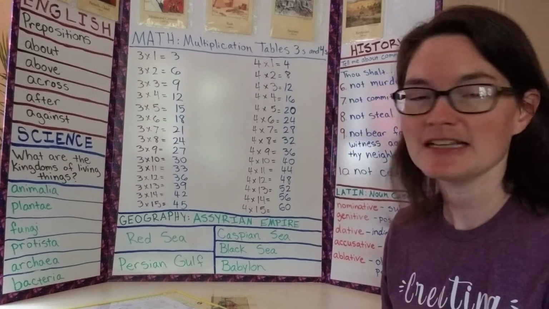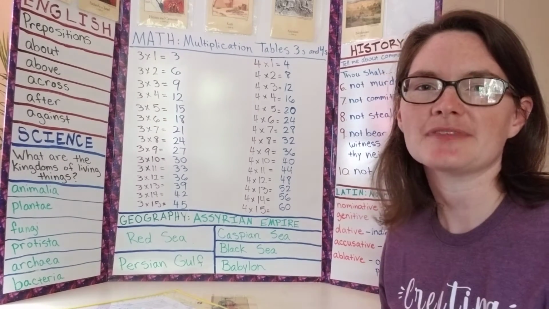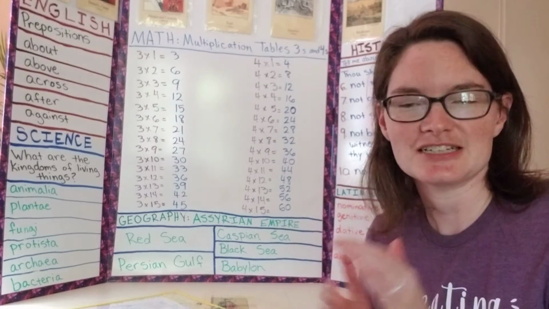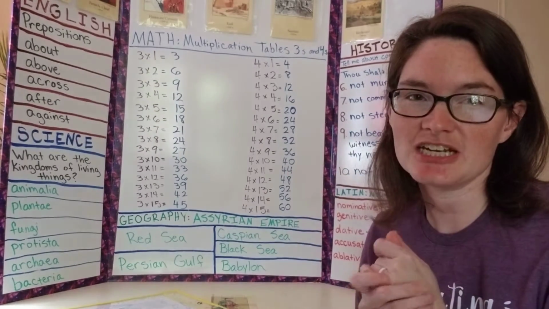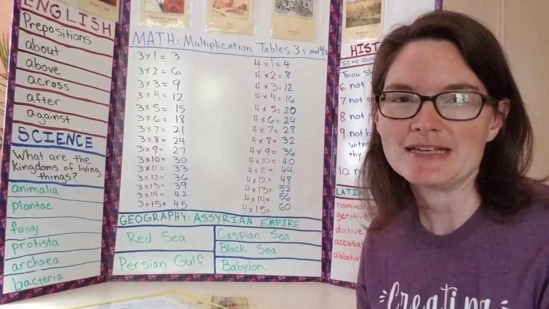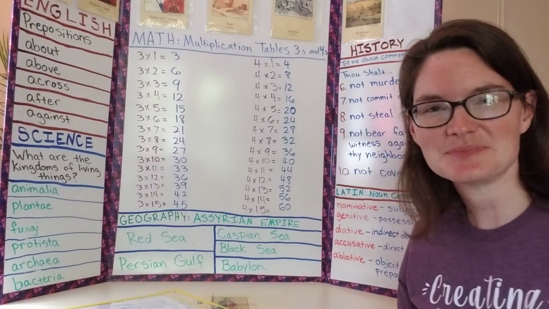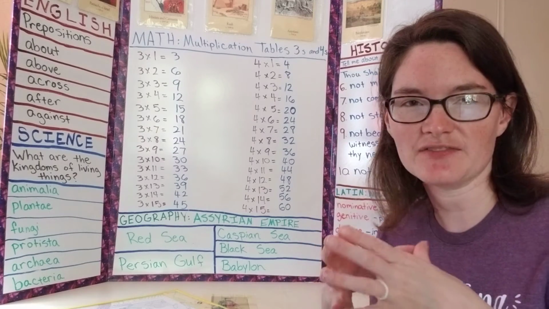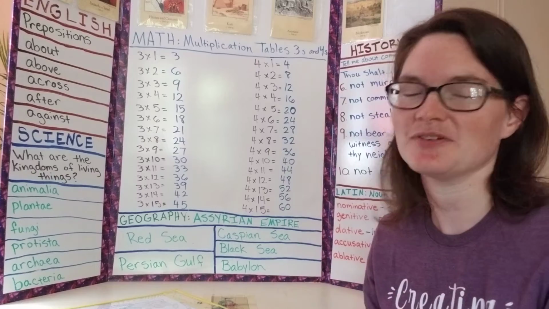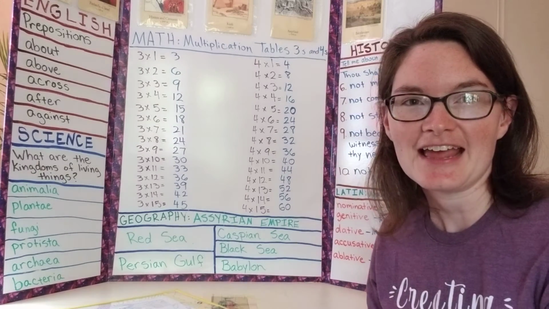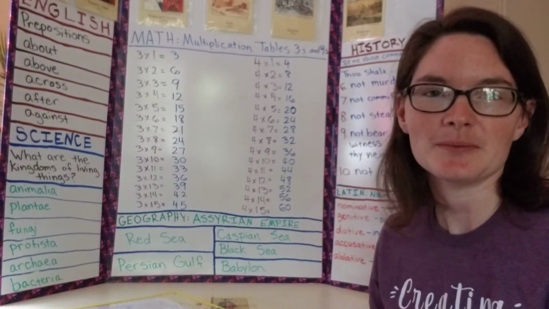For English prepositions, I didn't really play the song because it's a very short section of the beginning, but we chanted it and they repeated after me, and I used my silly voice dice. I have the dry erase dice you can get from Dollar Tree, and I wrote down different silly voices. They took turns rolling that, and we went through our prepositions.